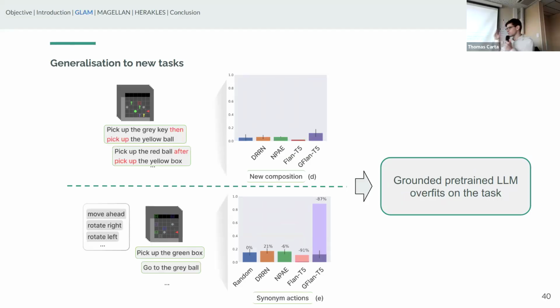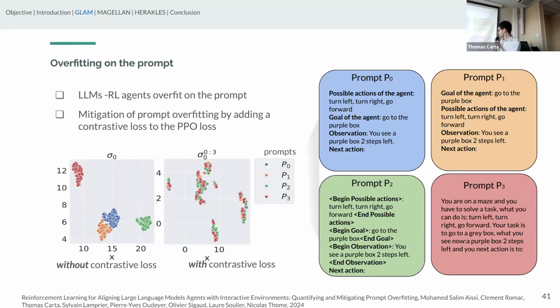However, when we test it on generalization to new tasks, either by the composition of 2 previously seen tasks or by changing actions to synonym actions, we see a strong degradation of performance. In the paper, we interpreted this as the LLM overfitting, because it was trained on just a few tokens for thousands of interactions. And we pushed that further in another paper on which I collaborated with Salim Ibrahimi.